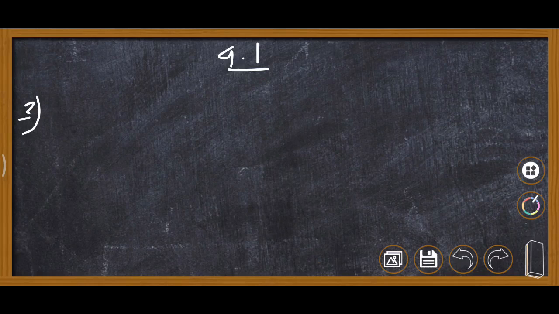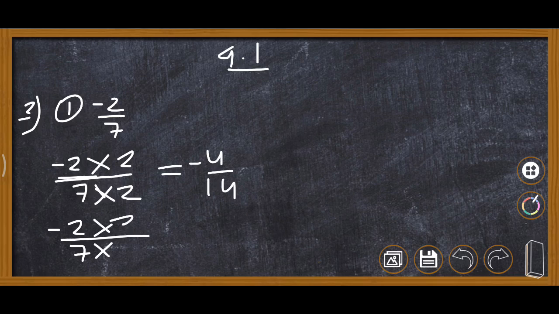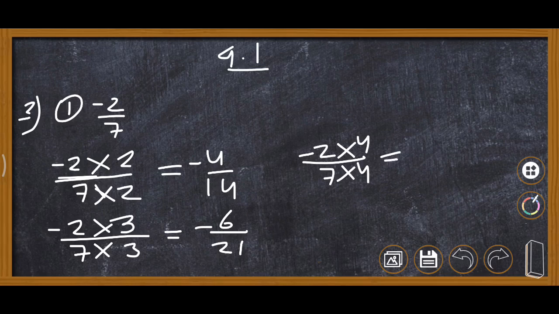In question number 3 you are required to write 4 rational numbers equivalent to minus 2 upon 7. So the 4 rational numbers are: minus 2 upon 7 multiplied by 2, which gives minus 4 upon 14. Then minus 2 upon 7 multiplied by 3, which gives minus 6 upon 21. Then minus 2 upon 7 into 4, which gives minus 8 upon 28.